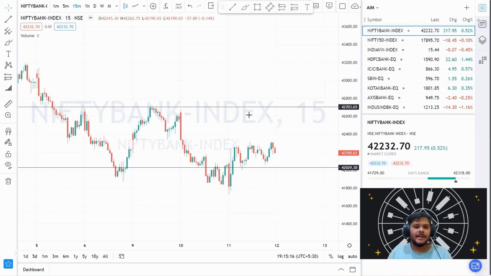And it may happen that it opens gap up. So if it opens gap up around 42,500 or 600 level and shows any kind of negative movement from that high price, then you can take a trade for selling, because previously it acted as a resistance level, so it may show some negative movement around that zone.